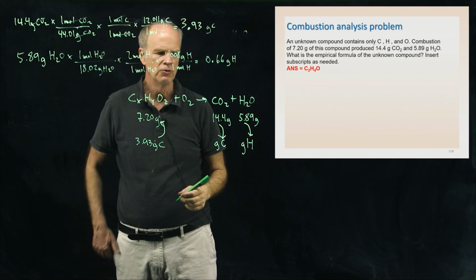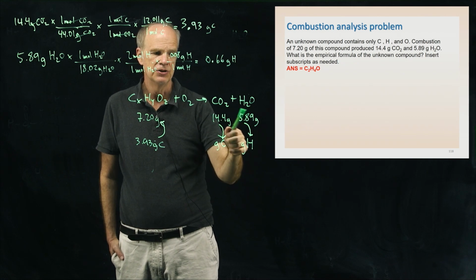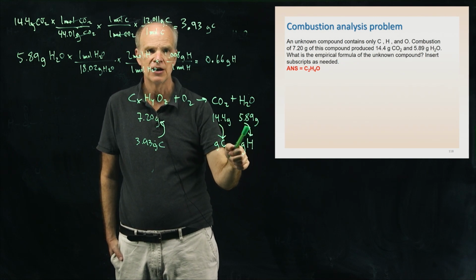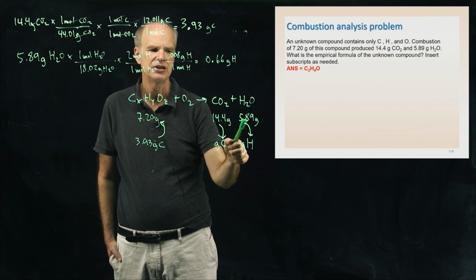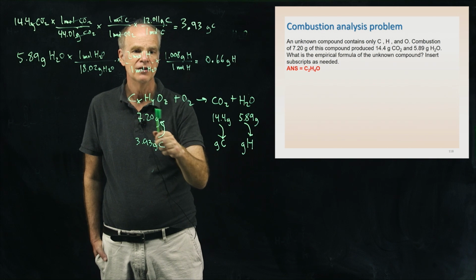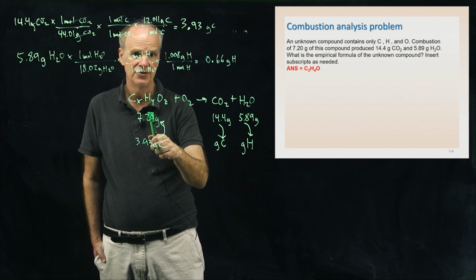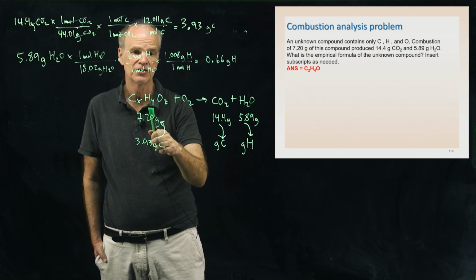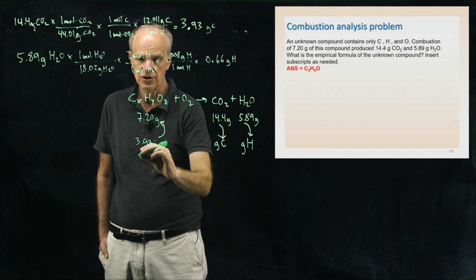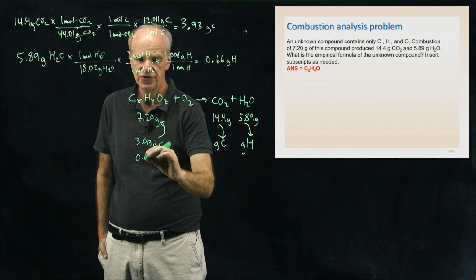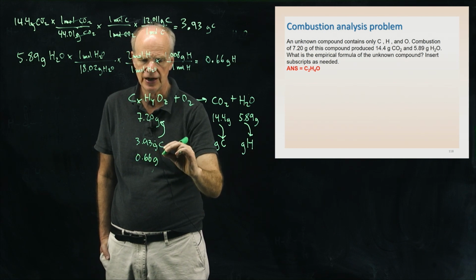Okay, so we just figured out that when you have 5.89 grams of water produced, you have 0.66 grams of hydrogen in it. And so we can see that therefore this carbohydrate must have 0.66 grams of hydrogen to start with, because all that hydrogen is transferred to water and nowhere else. So here in the carbohydrate we have 0.66 grams of hydrogen.